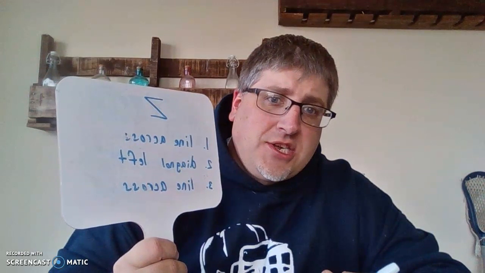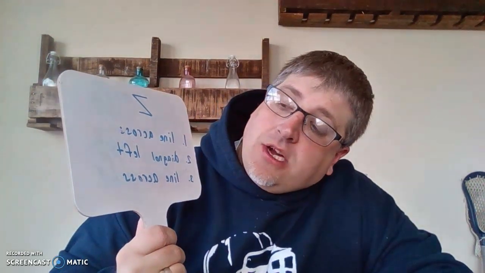All right. We start the alphabet with A, but we always end with Z. So here's our Z. Z could be a little bit tricky, especially for me writing it backwards here, but we have a line across, diagonal left, line across. Let's check this out, see if we can do it.